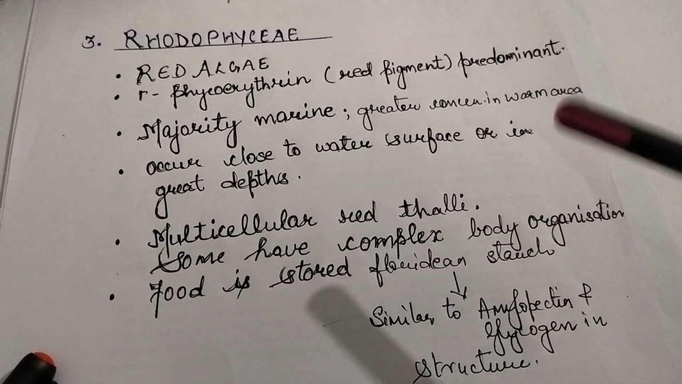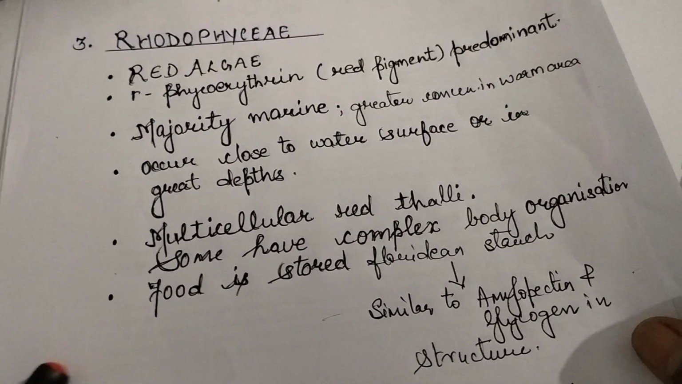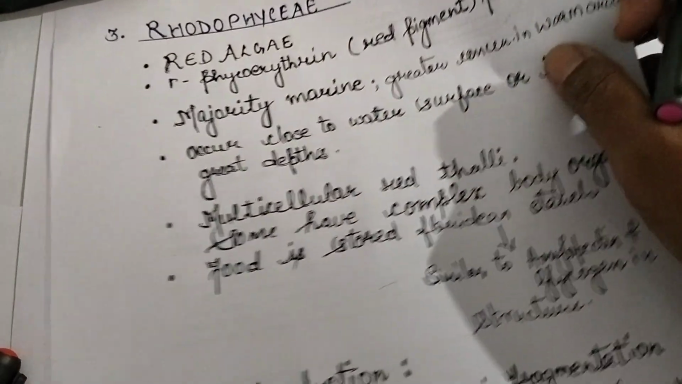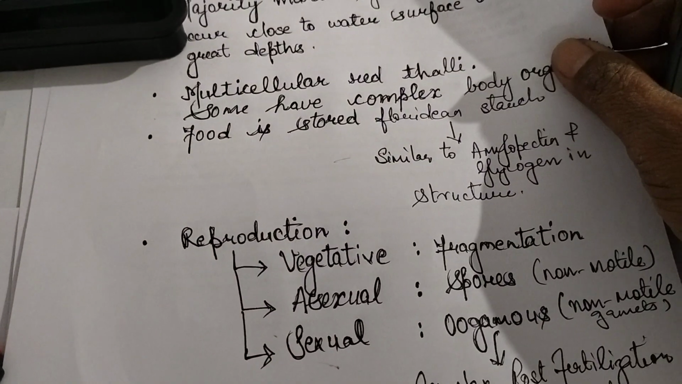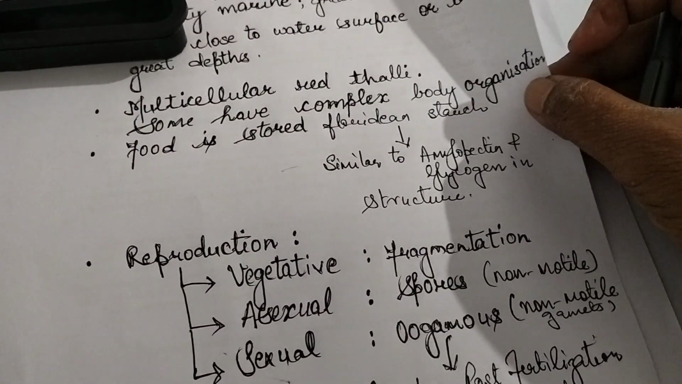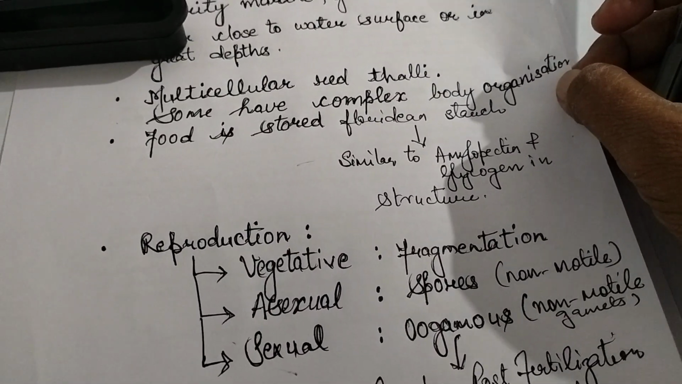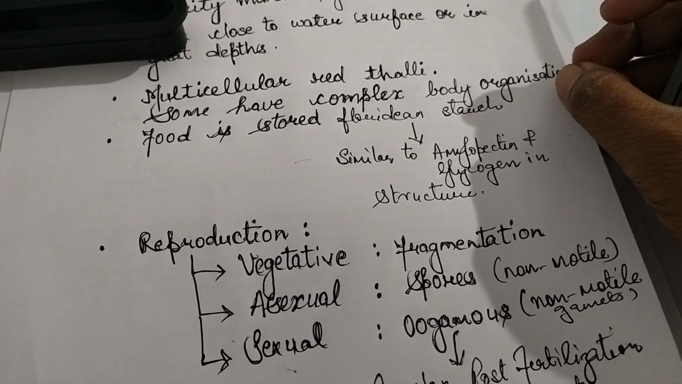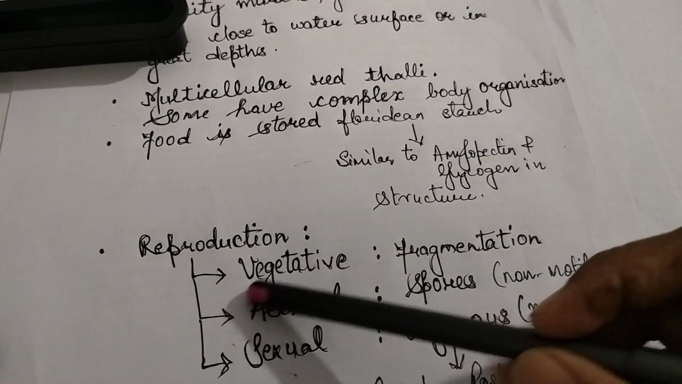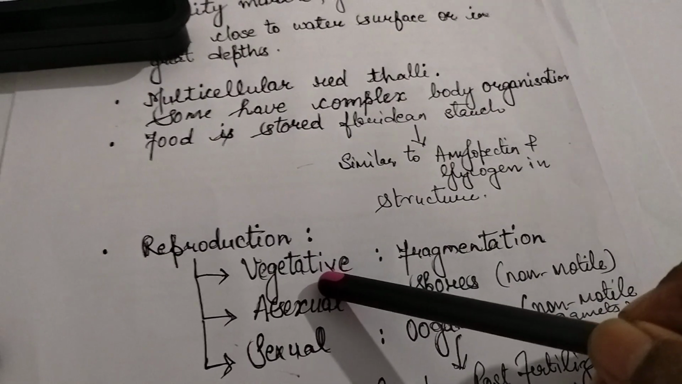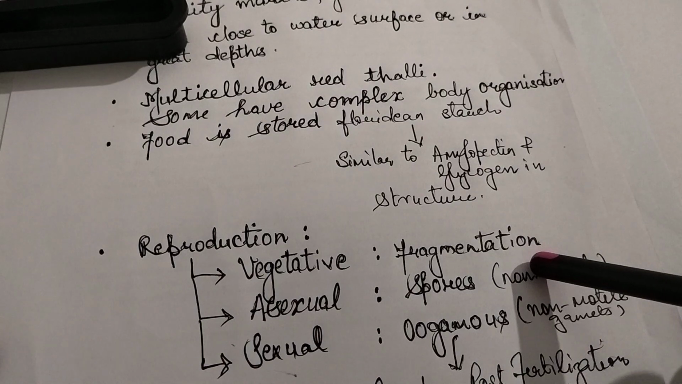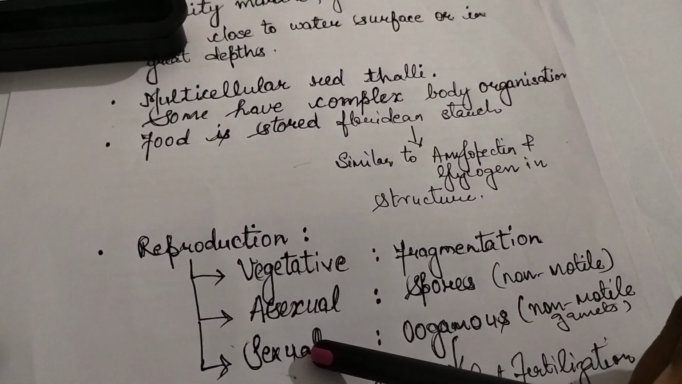Now red algae, again reproduction. Coming to reproduction, red algae again shows all the three kinds of reproduction. What are they? Vegetative, asexual as well as sexual. Now similarly to other algae, vegetative reproduction is usually by the process of fragmentation.